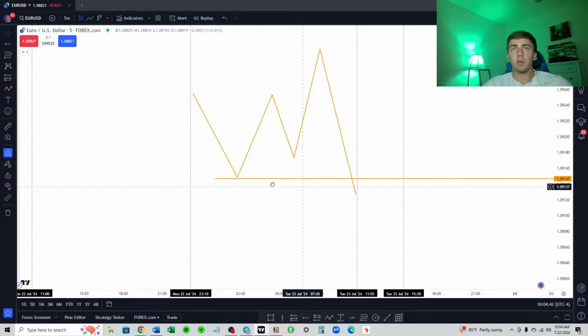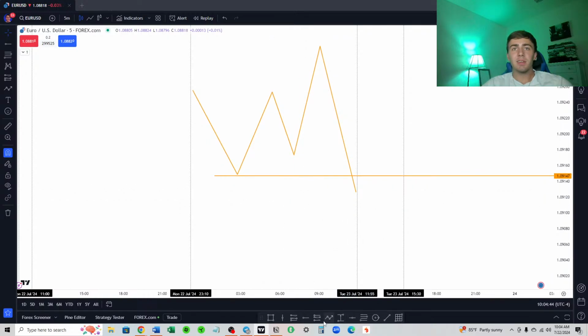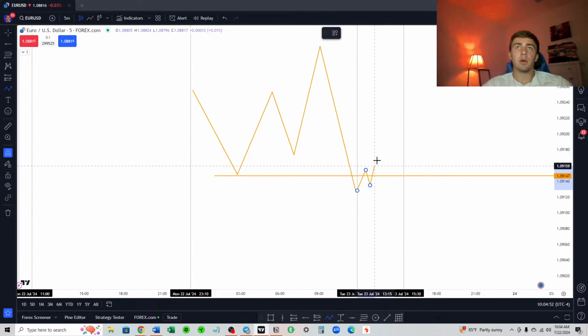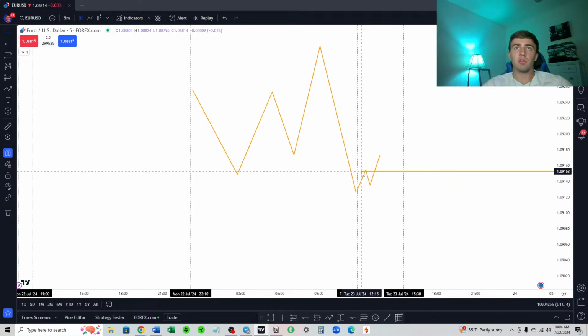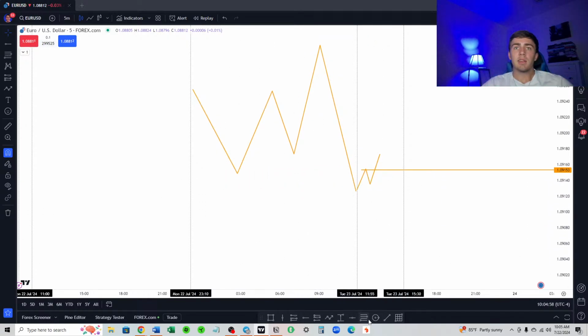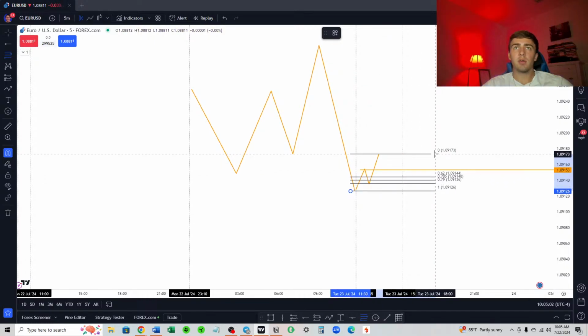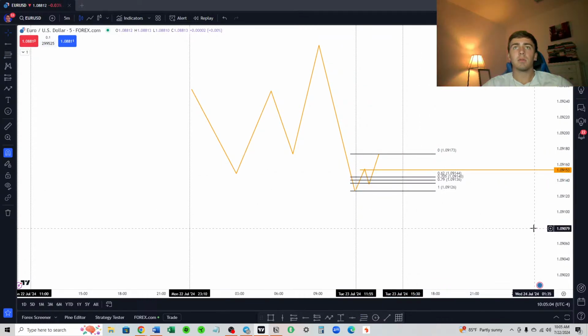But basically now what I'm looking for is a change of character pattern. Since price has been dropping, I'm looking for price to make a break of structure to the upside, which you guys can see is right here. And then he has all different types of entry styles, like fair value gap, breaker block, supply and demand, stuff like that.